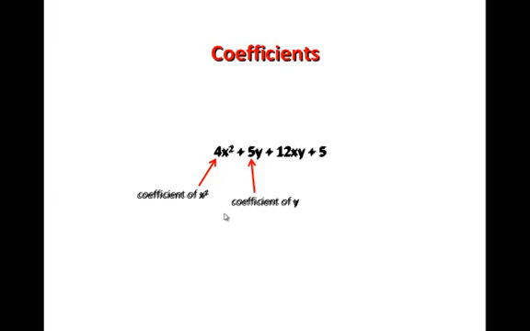Coefficients. Coefficients are numbers in front of letters. Let's have a look at some of the coefficients in these examples. The coefficient of x squared is 4. It is the number in front of x squared. The coefficient of y is 5. The coefficient of the term xy is 12.